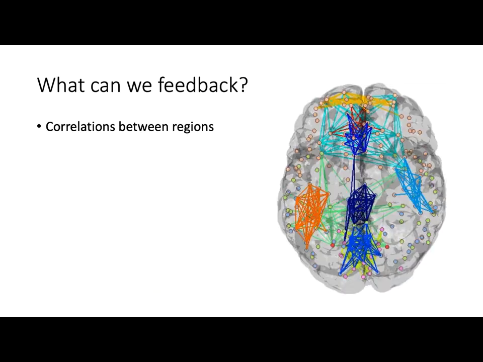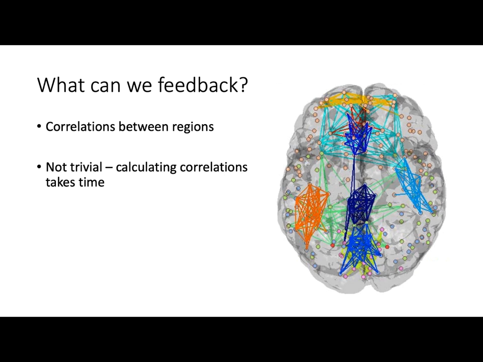Okay, and the third thing we can feed back is correlations between regions. Brain regions don't usually operate in isolation. Instead of giving feedback on the activity of a single brain region, we can look at activity between different brain regions and the correlations between them and give feedback on that.